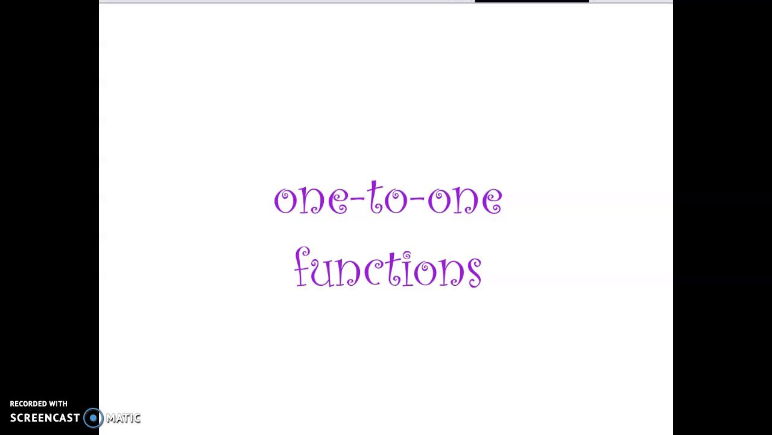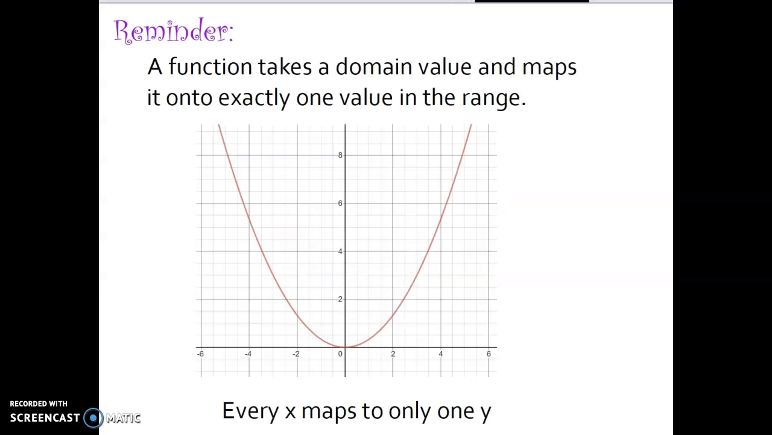In this video, we are going to learn about what it means for a function to be one-to-one. Okay, so let's go back and remember what the definition of a function is to start with. A function takes a domain value and maps it onto exactly one value in the range. What that means is every x value, like this 2 right here, maps to only one y value.